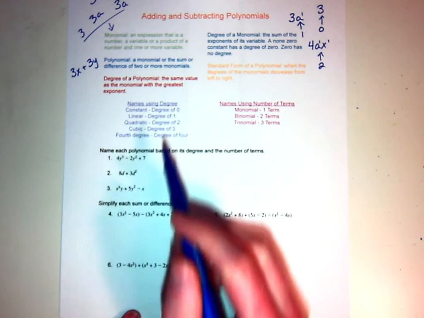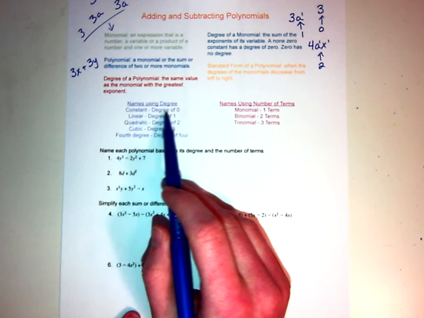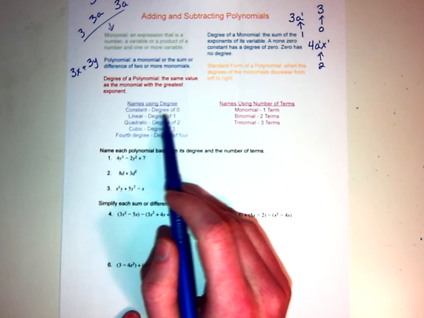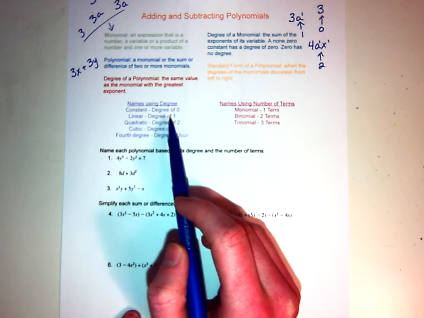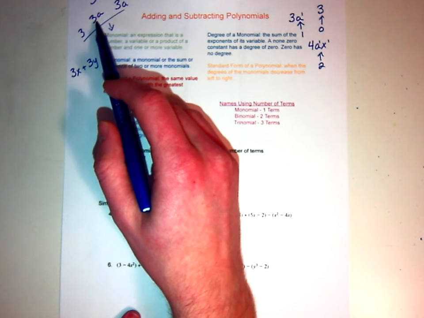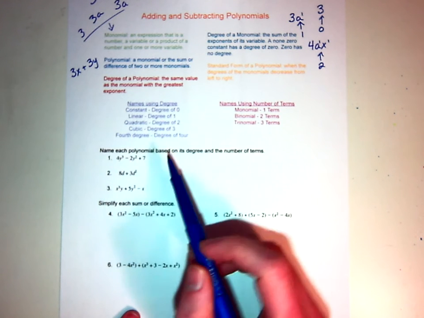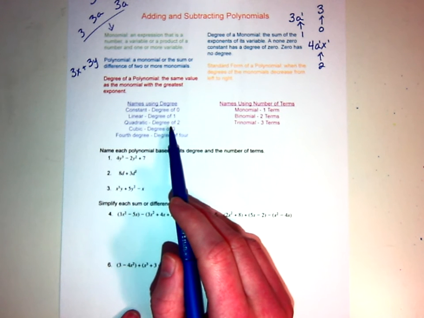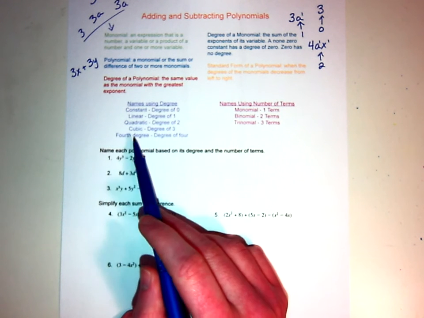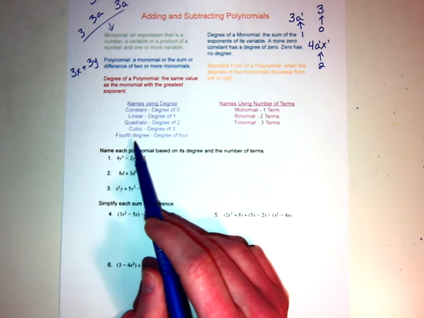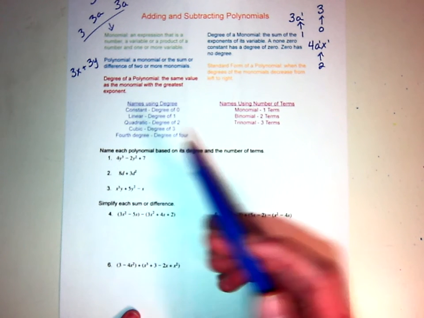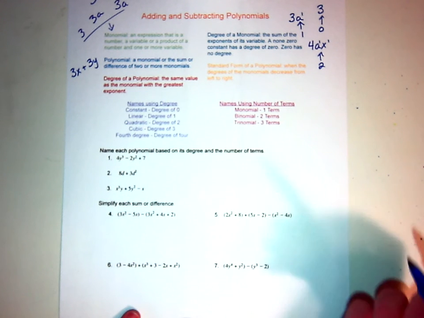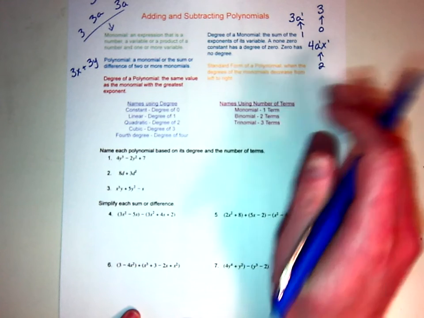And then we have here just 2 lists. Names using degrees. If it's a constant, it has a degree of 0. If it's linear, that's a degree of 1, so an example would be 3a. That's linear because it has a degree of 1. Quadratic, degree of 2. Cubic, degree of 3. Fourth degree has the degree of 4, and then fifth degree, sixth, and so on. Names using the number of terms.